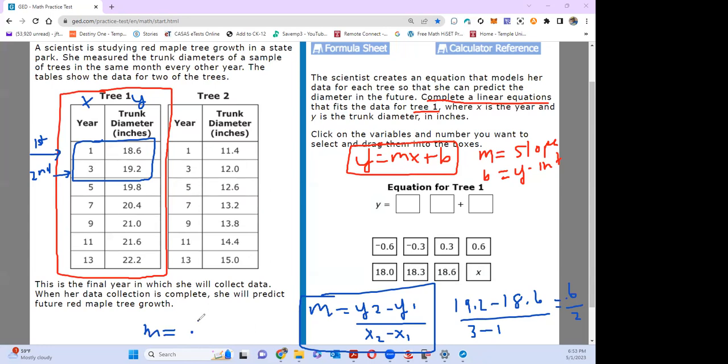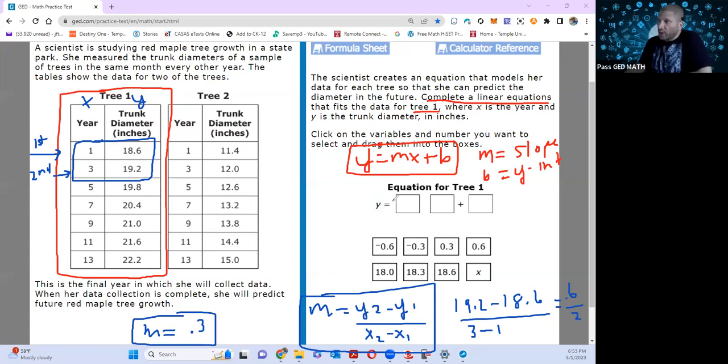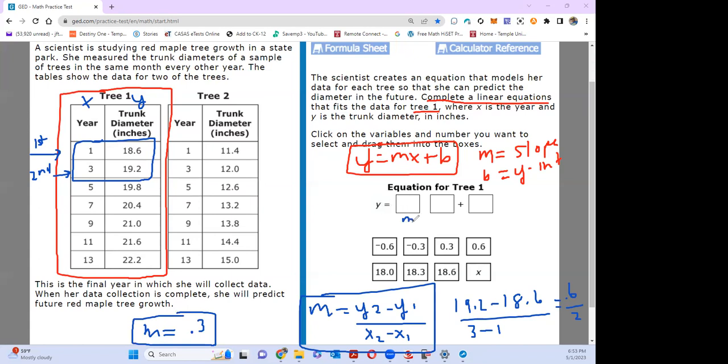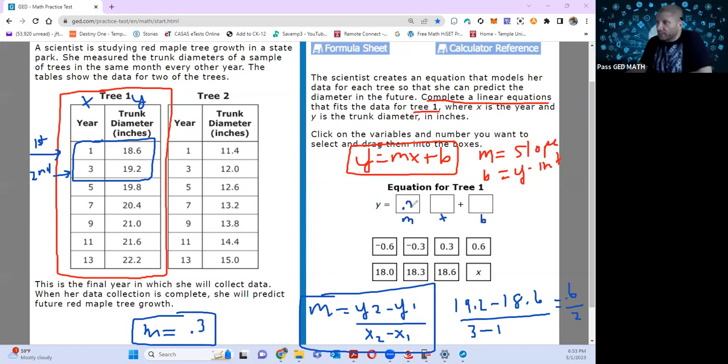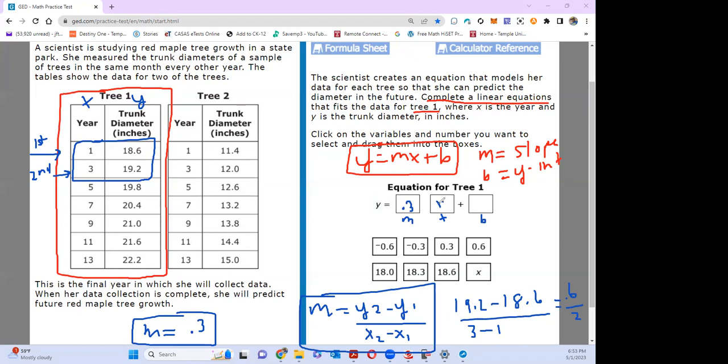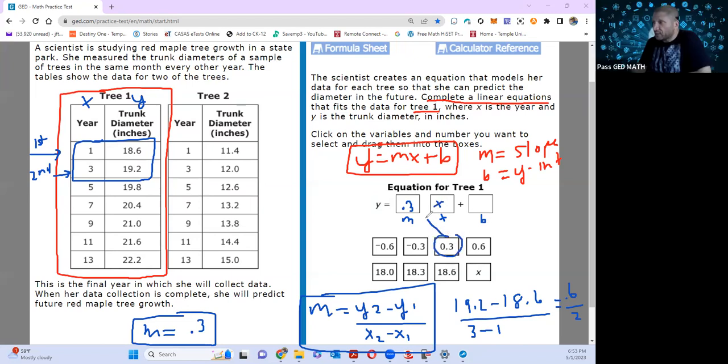0.6 divided by 3 is 0.3. So my slope is 0.3. This is my m, this is my x, this is my b. So this is 0.3, and this is x. Now I would drag this 0.3 and put it right there.